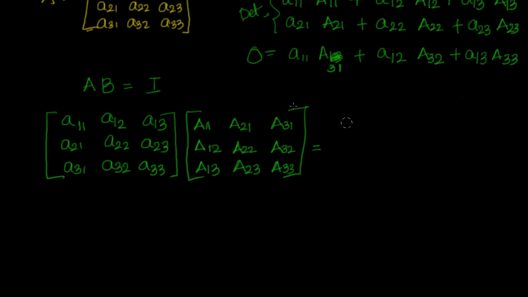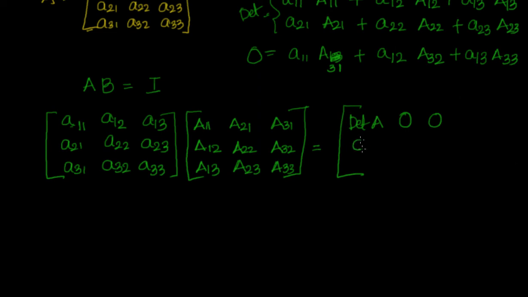Just erasing this. Okay, now if I multiply this, it looks like I will have A11, A11, A12, A12, A13, A13. That's nothing but equal to determinant of A. Now if I do A11 with A21, that's nothing but 0. If I do A11 with A31, that is also 0.